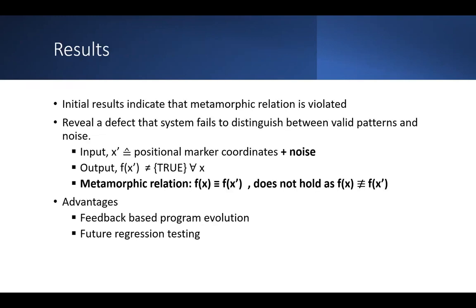Based on the initial results that we get, it indicates that the metamorphic relation is violated, and it could possibly reveal a defect that the system is failing to identify the valid patterns and the noise. So the advantages of this testing approach is that it enables a feedback-based program evolution, and it could also help the industrial partners for their future regression testing of the system.